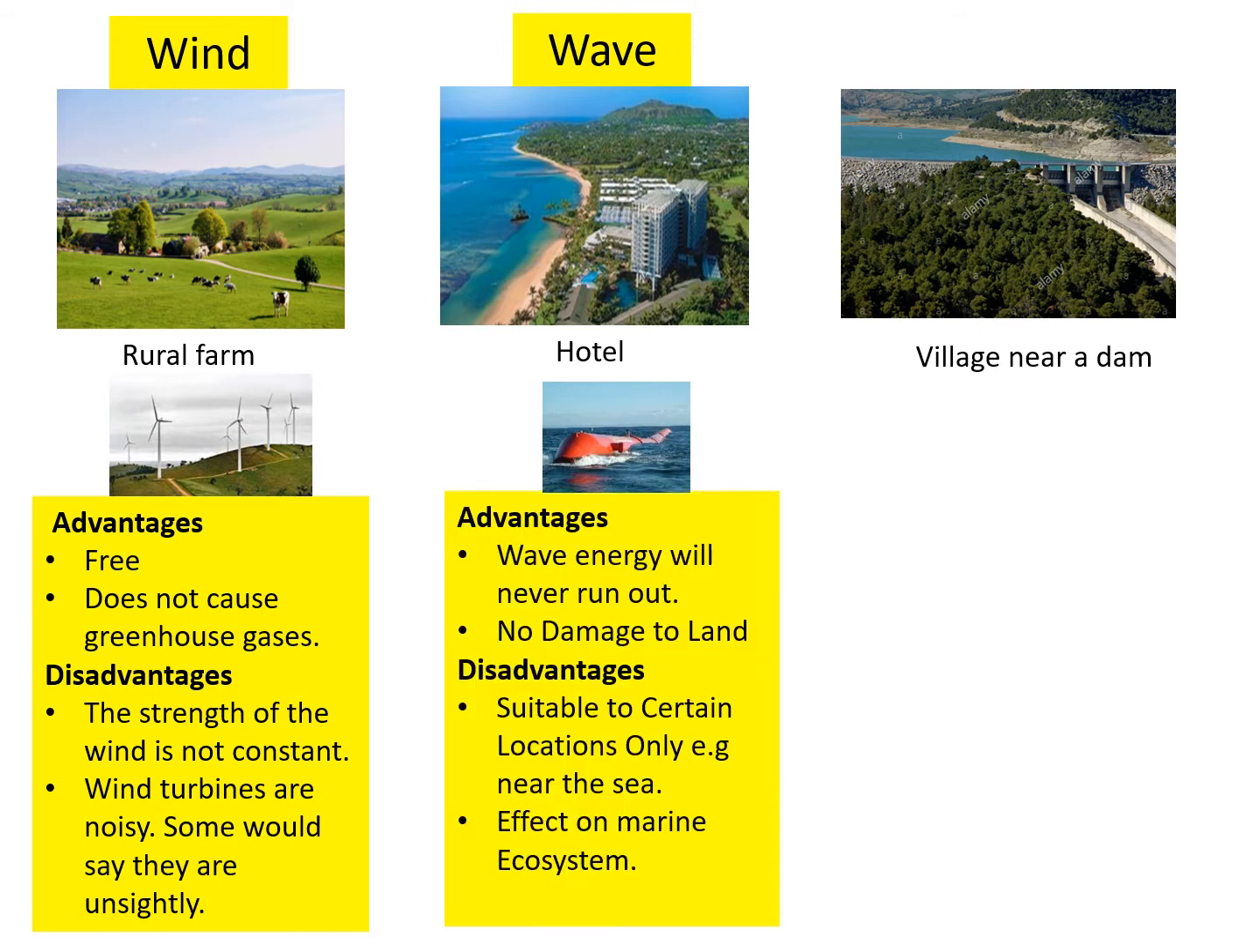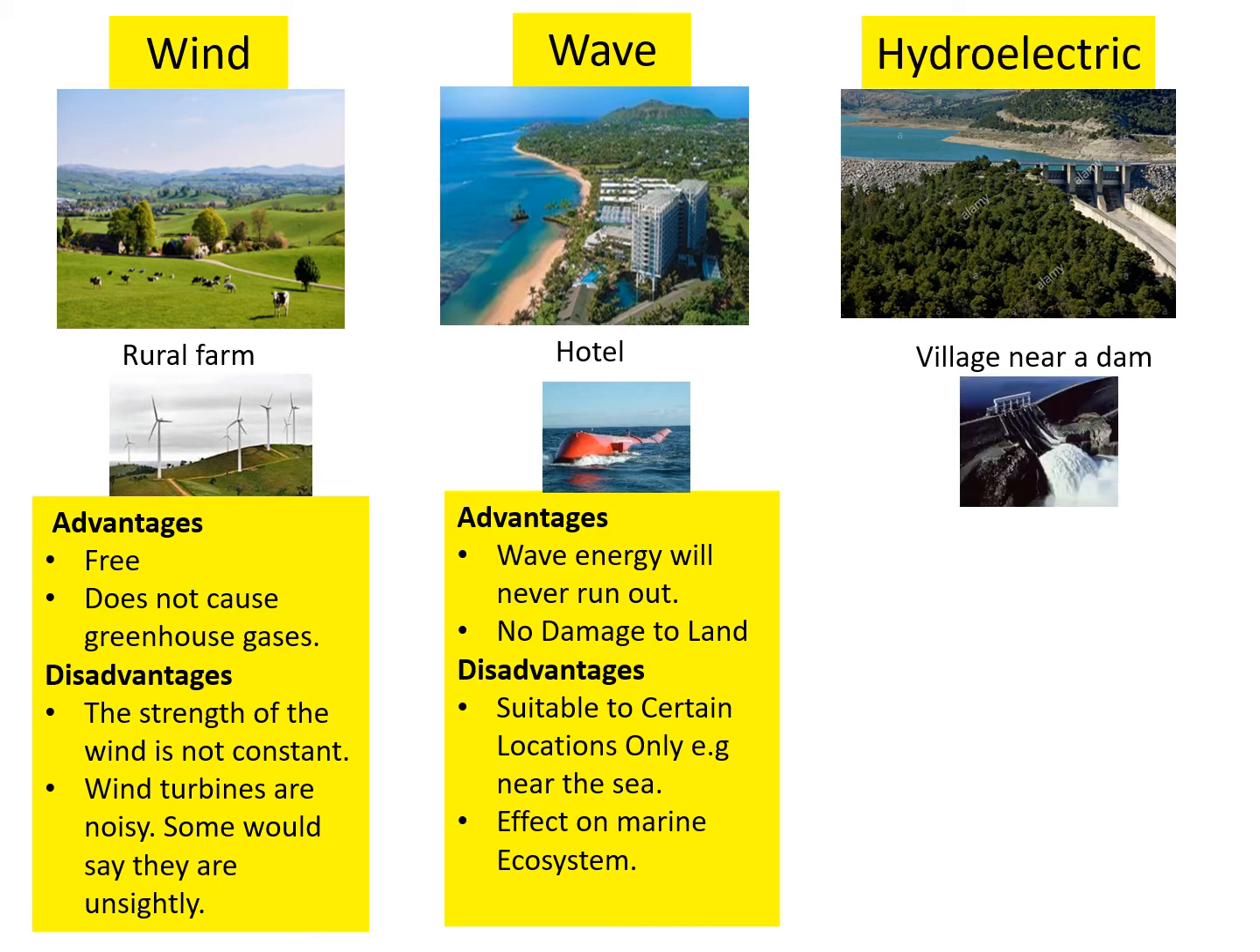Wave energy. Wave energy can only be used if there are large amounts of water nearby. However, if it is used, wave energy will never run out. There is no damage to land. However, the disadvantage is that it can only be used in certain locations, for example near the sea, and it can affect the marine ecosystem.